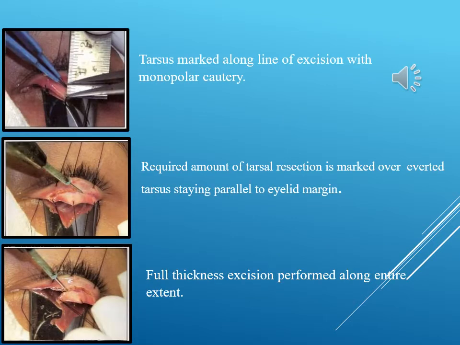The next step involves marking the tarsus along the line of excision with a monopolar cautery. Then the required amount of tarsal resection is marked over the everted tarsus, staying parallel to the eyelid margin. This is then followed by full thickness excision of the tarsus.